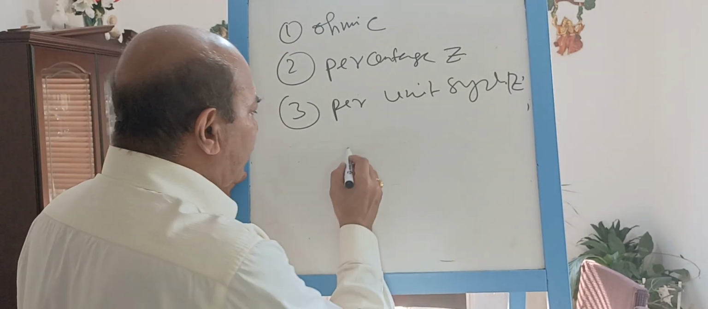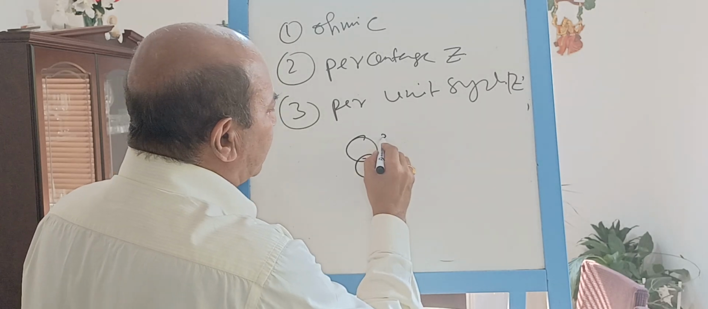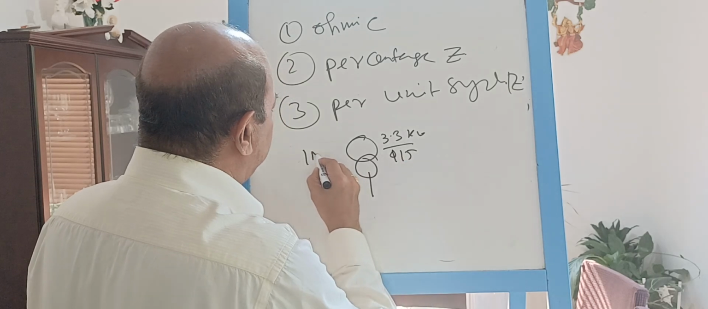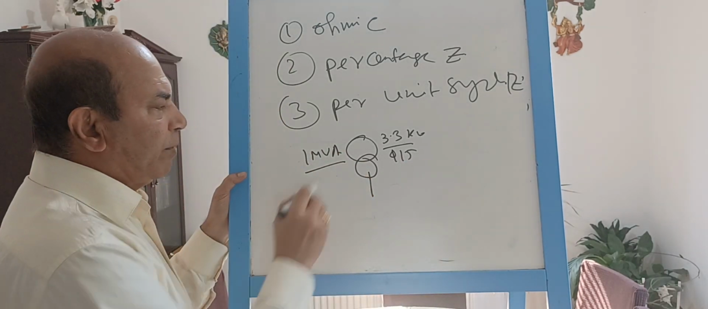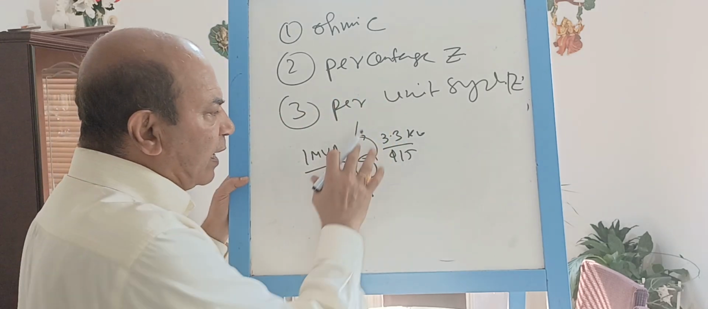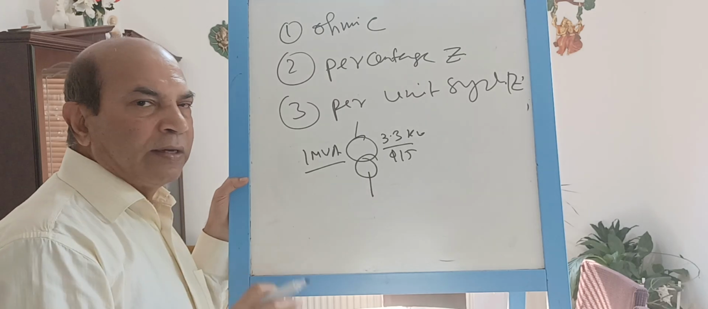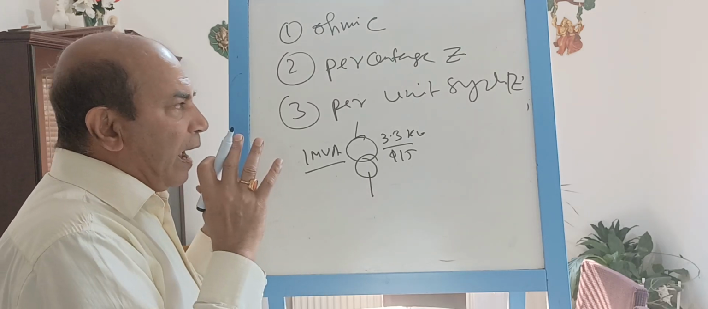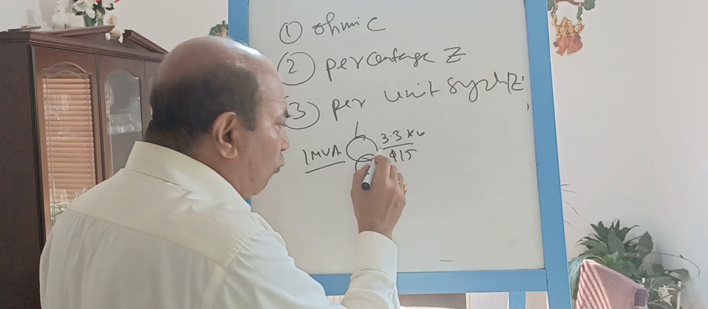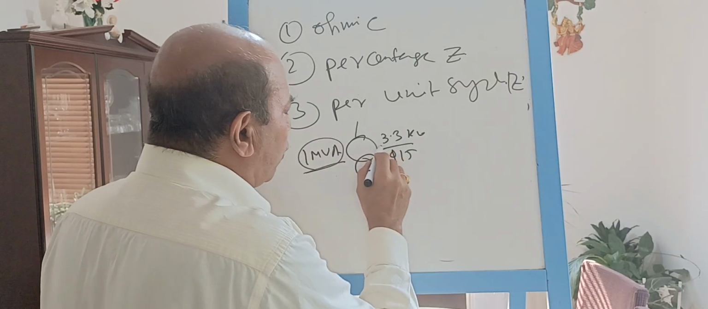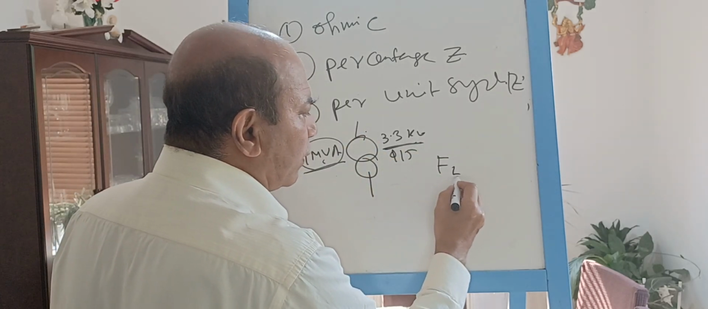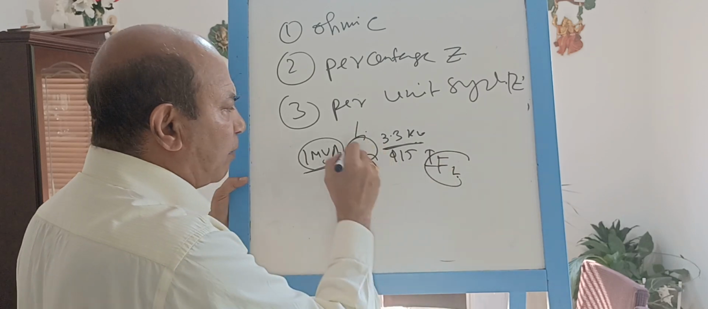Suppose there is a transformer. It is a 3.3 kV by 415 volt transformer. Suppose it is a 1 MVA transformer. This is the rating of the transformer. What does it mean? When we define a specific equipment in terms of percentage impedance, it means the amount of voltage required to flow the full load current. This 1 MVA transformer, at 3.3 kV, has some full load current. I full load is the current of this transformer on the primary side.